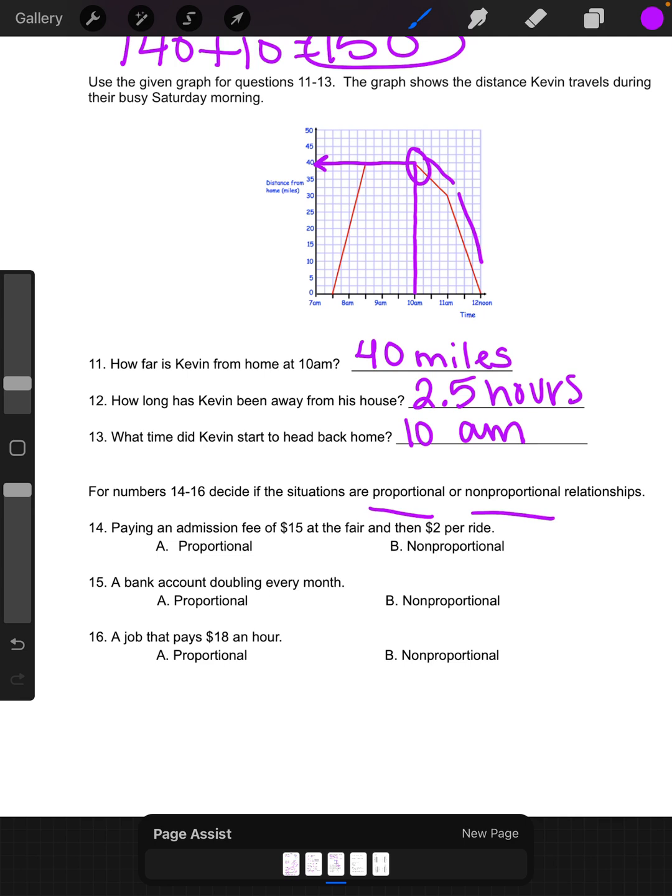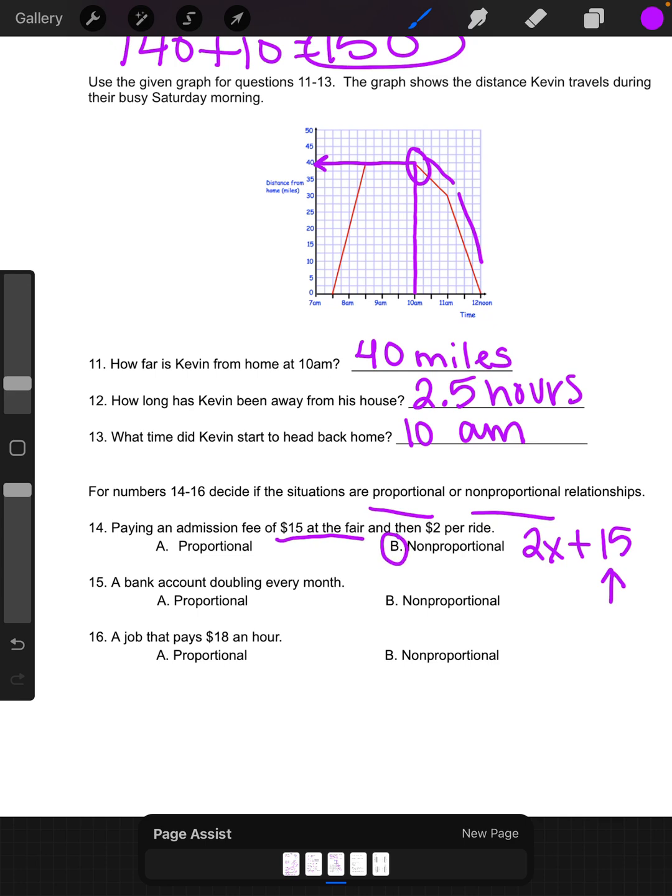I'm paying an admission fee of $15 at the fair and then $2 per ride. And I can already tell it's non-proportional because just to get in without doing anything yet, I'm going to pay $15. But let's write that out as an equation. It would look like this. So I know this right here means it would not go through the origin, so it's non-proportional.